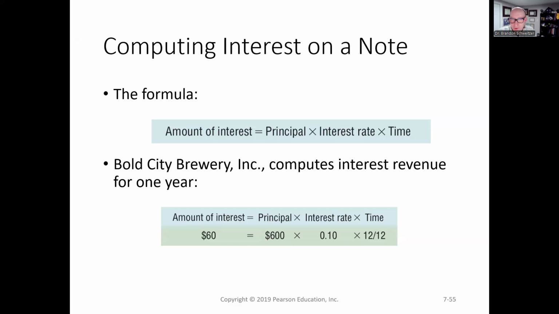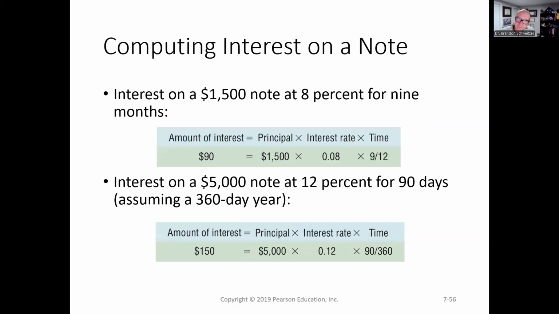So for example, principal amount $600, interest rate 10% times time 1 year, or 12 over 12, represents a full year. The interest expense would be $60 in this case, or the interest revenue would be $60 in this case. Here we have an example, $1,500, 8%, 9 months. So 1,500 times 0.08 times 9 out of 12 months gets us to $90 interest.